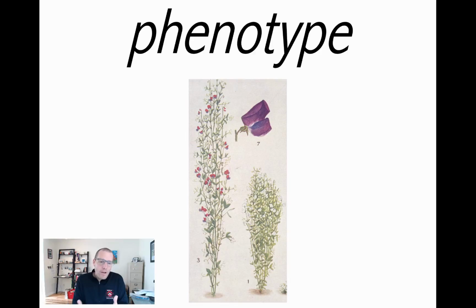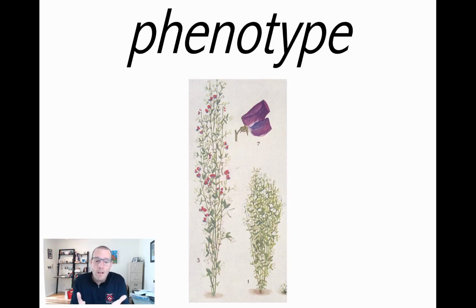And so the phenotype of this pea plant, the one on the left, we would say is it's tall and it's bearing purple flowers, and the one on the right we would say is dwarf or short and it doesn't have any flowers. So we're describing the appearance of the organisms, or the populations of the organisms in some cases.